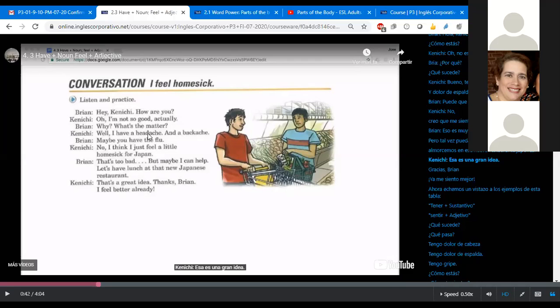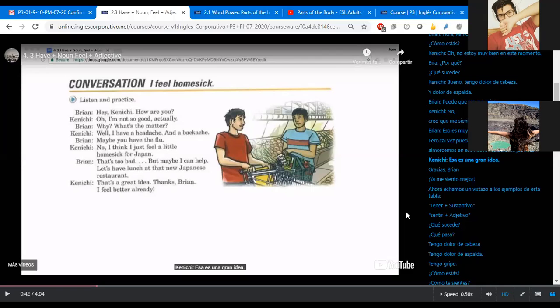Remember, this one is... Teacher, disculpe que lo interrumpa, pero me puede decir cómo se pronuncia bien dolor de cabeza.